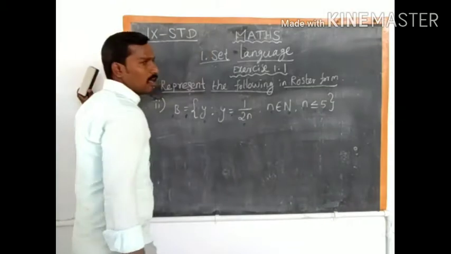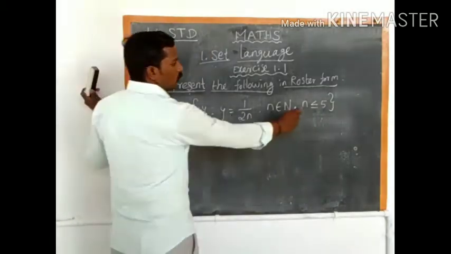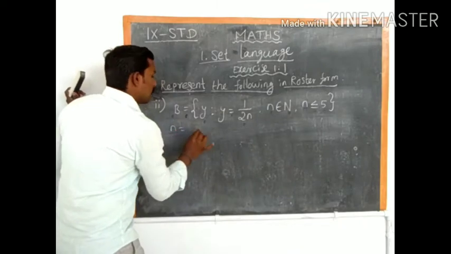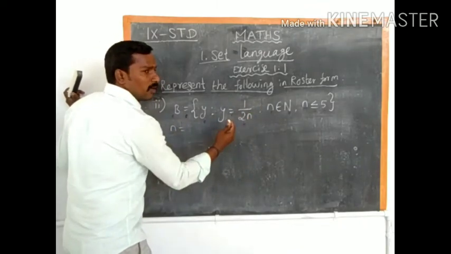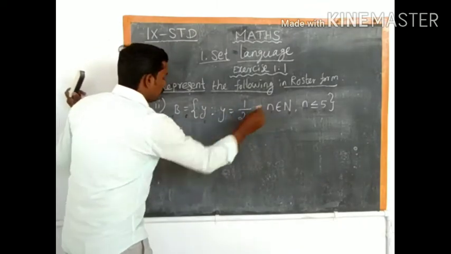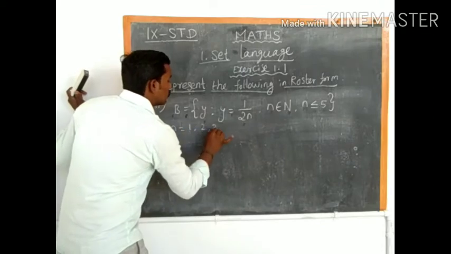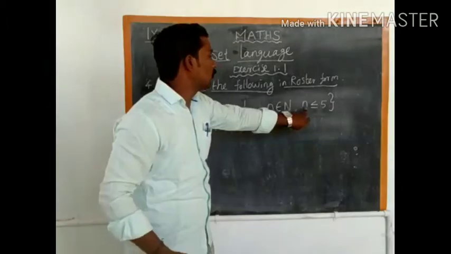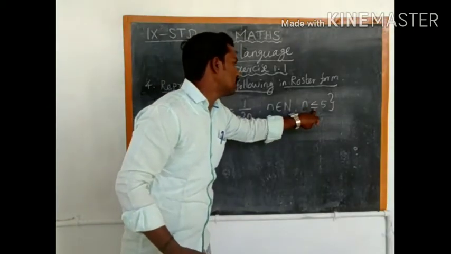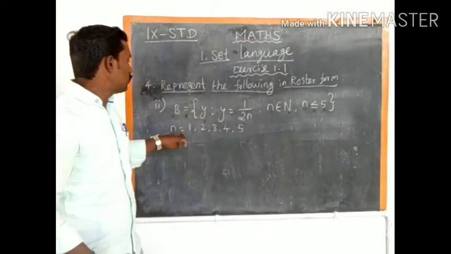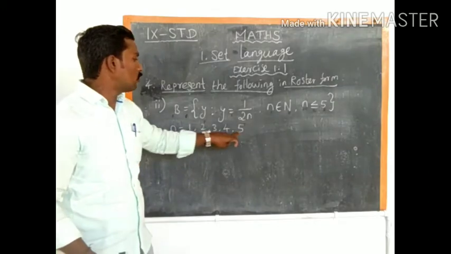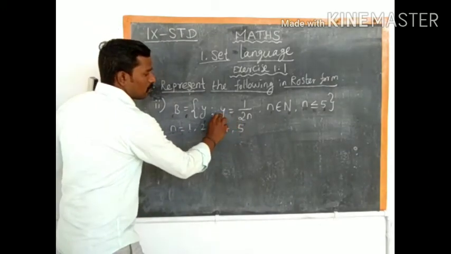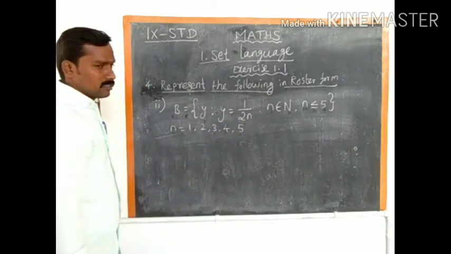First, present the condition n less than or equal to 5. Natural numbers are 1, 2, 3 and so on. So first find the n values. n less than or equal to 5 means below 5 and also 5 itself: 1, 2, 3, 4, 5. Only these 5 values are possible for this condition. Okay, next substitute the values one by one, and we get the y values.